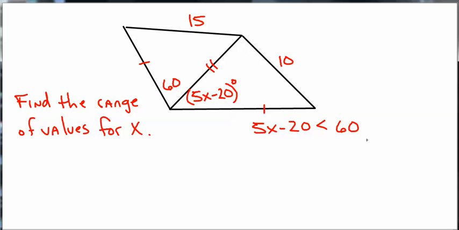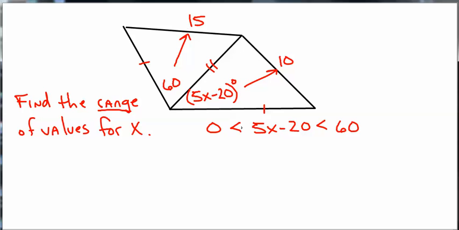Okay. Now, here's where you got to set up what's called a compound inequality. 5x minus 20 is less than 60, but it's also greater than 0. That creates your range of values for x. You got to have a compound inequality to find a range. So you know 60 is greater than 5x minus 20 because of the side, the 15 is bigger than the 10. Remember, two triangles with two congruent sides, the included angles are not congruent. But the bigger one is opposite the bigger third side.